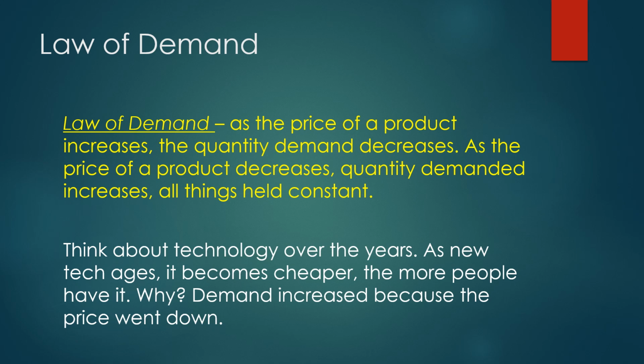The law of demand tells us that as the price of a product goes up, the quantity demanded goes down. As the price of a product goes down, quantity demanded increases, all things held constant. So remember, this is in relation to price only. There are many factors that go into what people demand, and price is just one of them, but it's a big one and typically the most important.